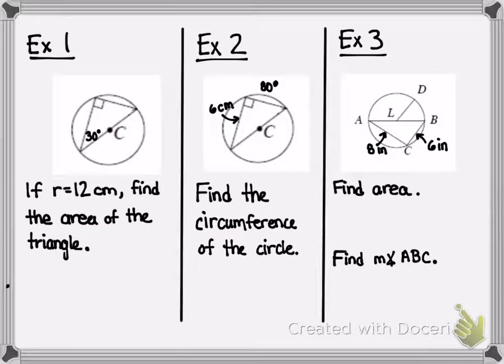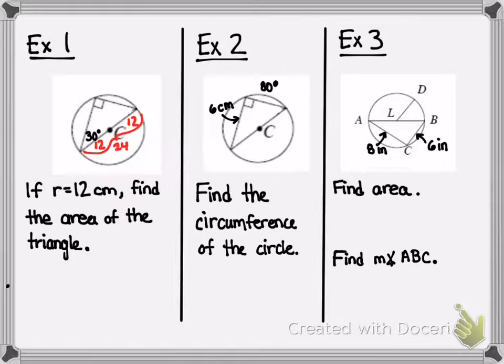So let's take a look. Looking at the first of these examples, we are given the radius as well as that one inscribed angle. So let's take a look at what we can do with that. First, we should probably just label our radius, which tells us that the entire diameter is 24, and that happens to be the hypotenuse of this triangle. Now, because this is a diameter, we know that this angle would be 90 degrees, even if it had not been marked that way.